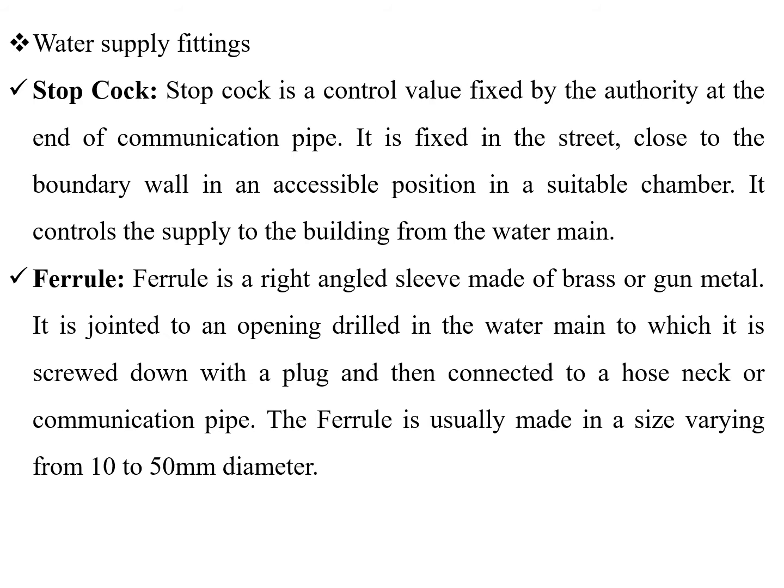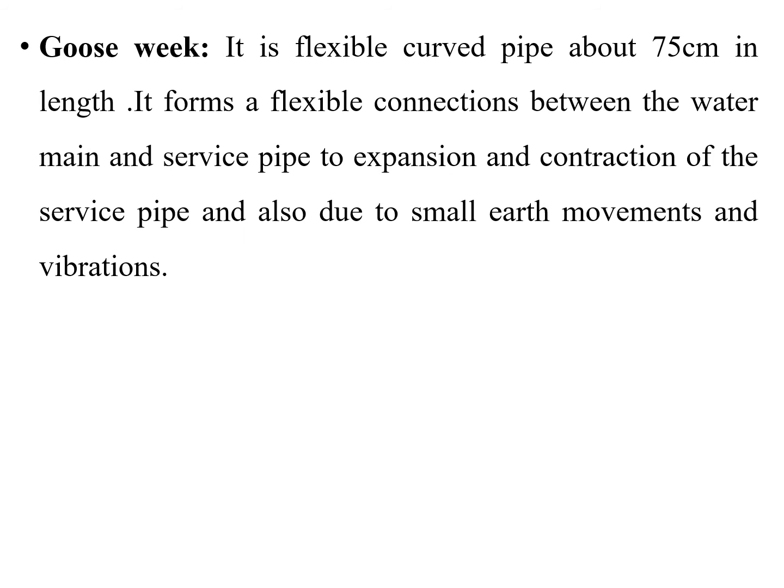Ferrule. Ferrule is a right angle sleeve made of brass or gunmetal. It is joined to an opening drilled in a water main, to which it is screwed down with a plug, and then connected to the hose neck or communication pipe. This ferrule is usually made in sizes varying from 10 to 50 millimeter diameters. Goose neck: it is a flexible curved pipe of 75 mm in length. It provides a flexible connection between the water main and service pipe to allow expansion and contraction of service pipes, and also due to small earth movements and vibrations.